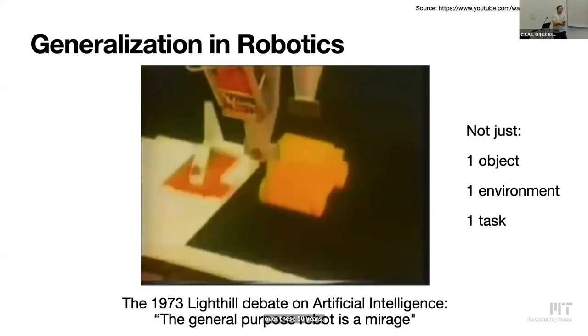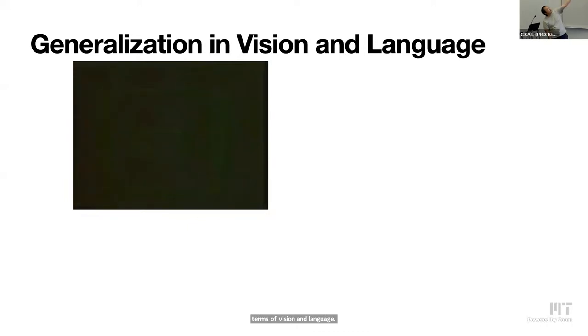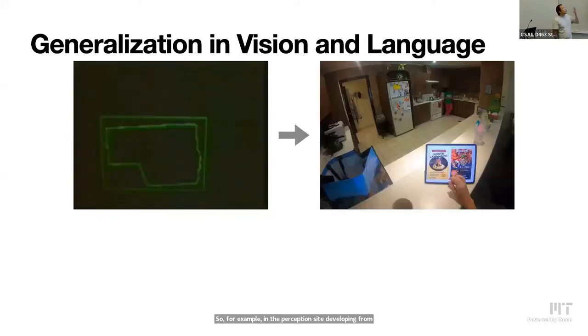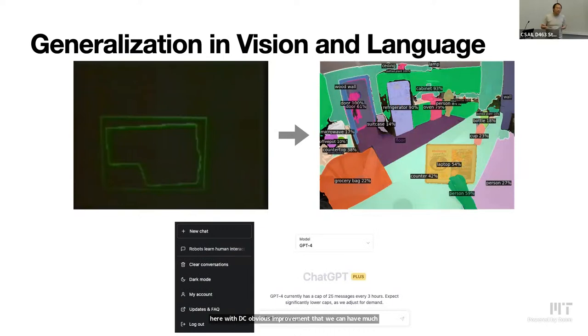I think the important progress, at least what we try to claim in robot learning, is that we try to work on more than just one object, and also more than one environment and one task. This kind of generalization ability is what we try to give the robot. We do see a lot of progress in vision and language. On the perception side, we have much better recognition systems nowadays for vision. And for language, of course, everyone is talking about LLMs. I also pay my $20 to make my life easier nowadays.